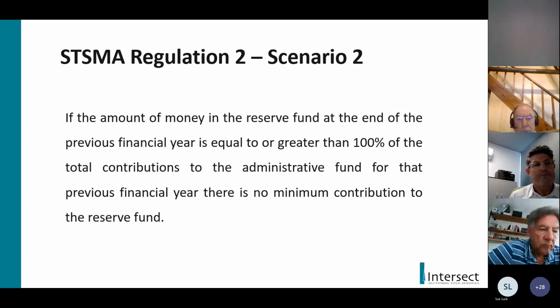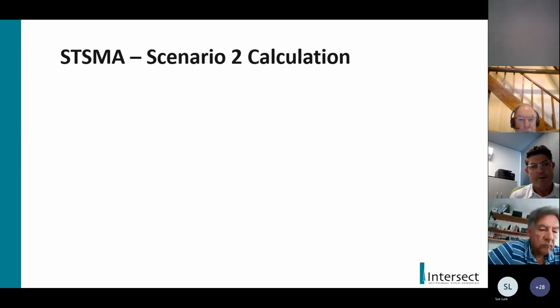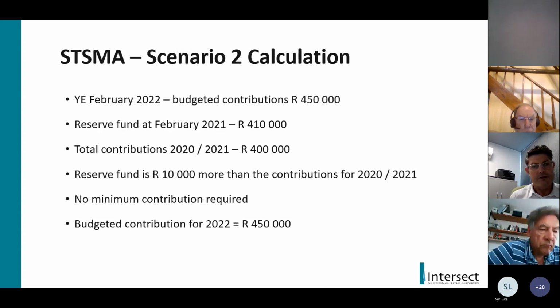Scenario 2, if the amount of money in the reserve fund at the end of the previous financial year is equal to or greater than 100% of the total contributions to the administrative fund for that previous financial year, there is no minimum contribution to the reserve fund. So again, we do the simple calculation.